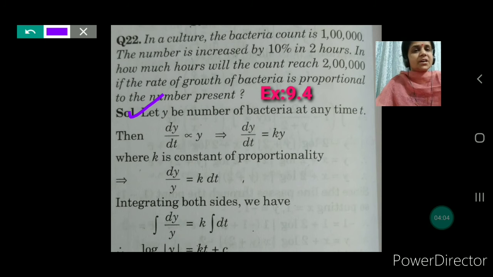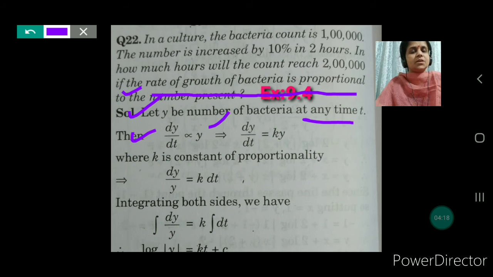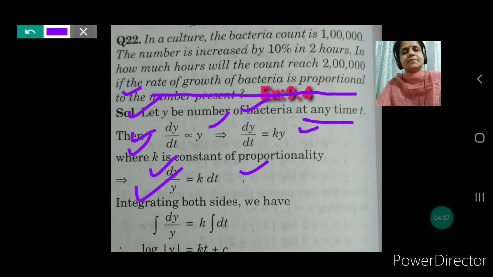Here, let y be the number of bacteria at any time. It is given that dy upon dt is proportional to y. Since here it is given, students, the rate of growth of bacteria is proportional to the number present. So the rate of growth is dy by dt, and it is proportional to y. Now take dy upon dt is equal to ky. Here k is a constant. So dy upon y is equal to k dt. Now integrating both sides.